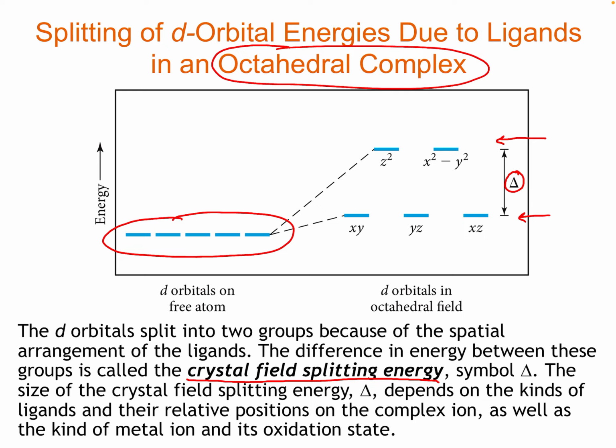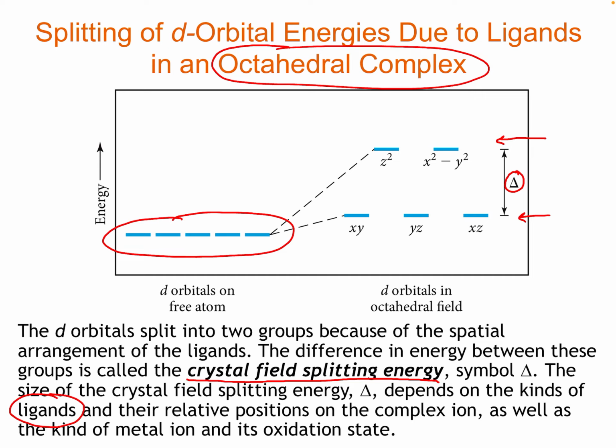So we have our crystal field splitting energy, and the size of that energy is going to depend on a couple things. The first of these is the kinds of ligands, and that is what we are mostly going to focus on, the type of ligand that is bonded to our metal ion. We have strong field ligands, and then we have weak field ligands, but it's always going to be dependent upon the type of ligand that you have.